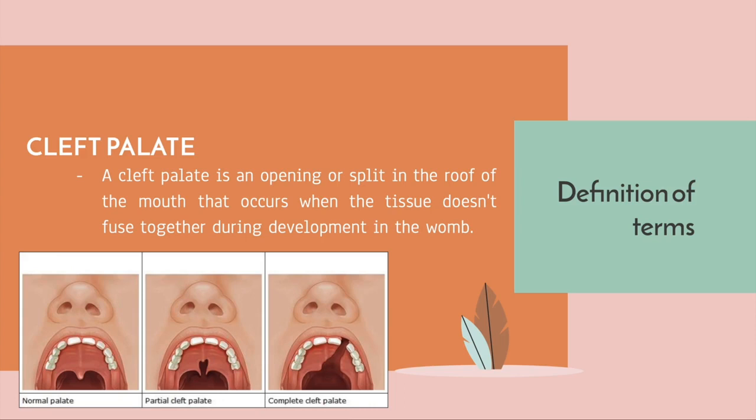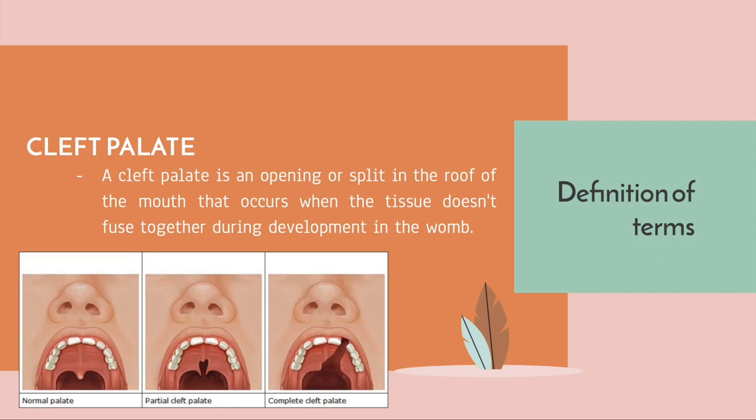To continue, I am Lloyd Emmanuel Oliva and I will be discussing the remaining terms to be defined. So the term we have here is cleft palate. A cleft palate is an opening or split in the roof of the mouth that occurs when the tissue doesn't fuse together during development in the womb or in the uterus during pregnancy. So a cleft palate often includes a split or a cleft in the upper lip, or what we call cleft lip, but can occur without affecting the lip.